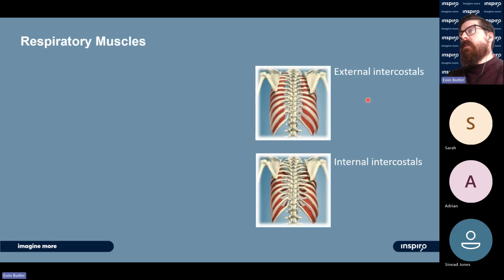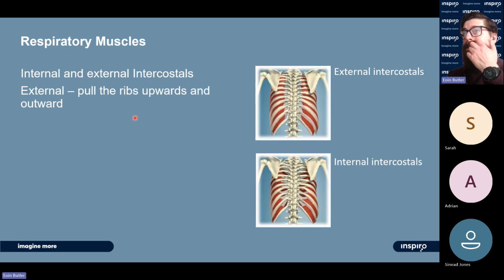We've also got our external and internal intercostals. So the external intercostals will pull the ribs up and out. So again, increasing the space within the thoracic cavity. Because that space has now been increased because of the diaphragm flattening and the external intercostals pulling the ribs up and out, that space now needs to be filled. So air is pulled in through the nose and mouth, down the trachea, and inflates the lungs.